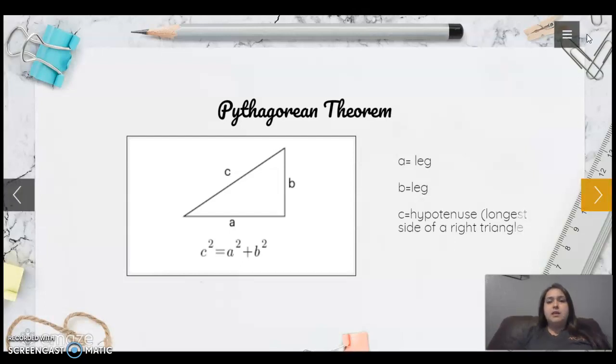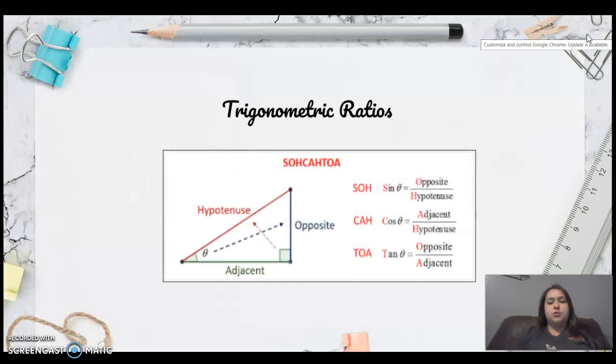Now the next one we will talk about is the trigonometric ratios. Okay, so what are trigonometric ratios? What are they used for? So trigonometric ratios are used to find missing angles, missing sides, depending on how much information we have.